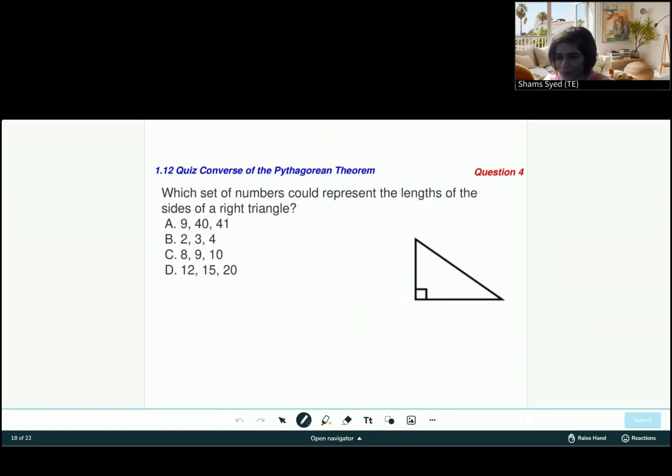Let's try them out: 9, 40, 41. We will put in the calculator 9 squared plus 40 squared. Can you guys tell me how much is 9 squared plus 40 squared? Then tell me what is 41 squared, the third side.